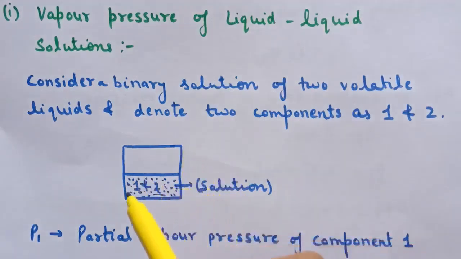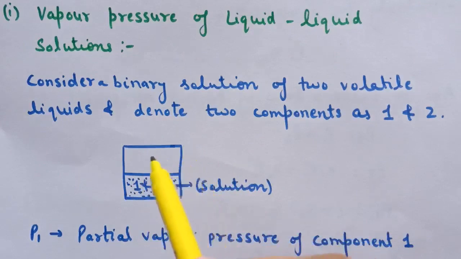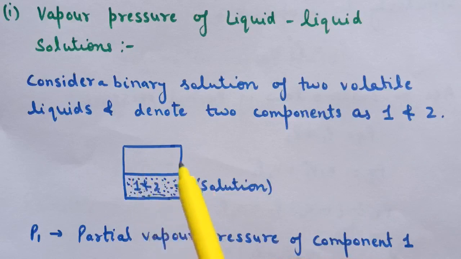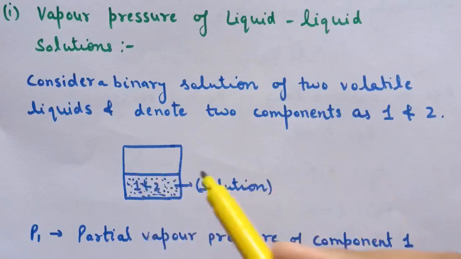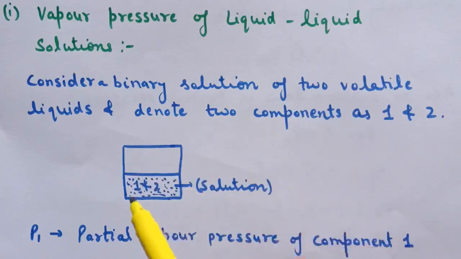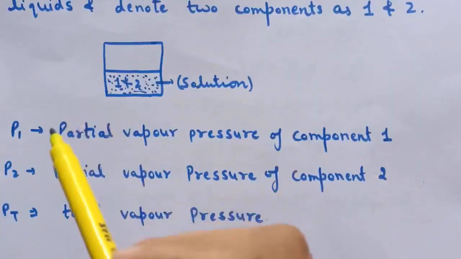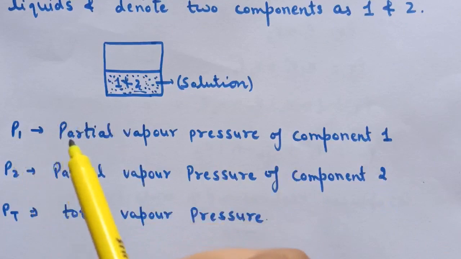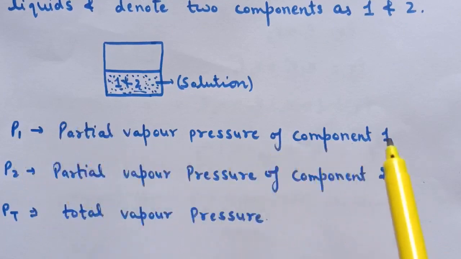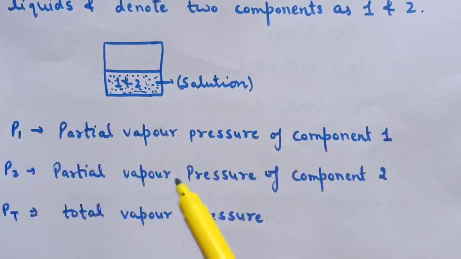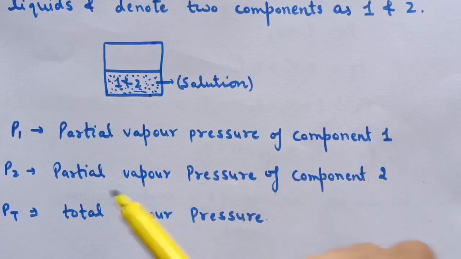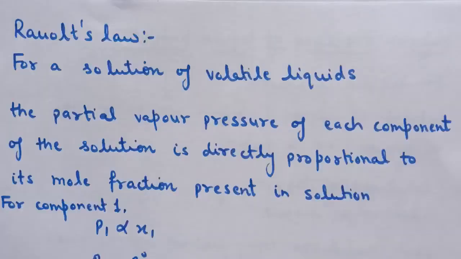So here is the solution in which components 1 and 2 are taken and this is the vapor phase. Now when we put the solution in a closed vessel, an equilibrium will establish between this liquid phase and this vapor phase. Here P1 denotes partial vapor pressure of component 1 and P2 is partial vapor pressure of component 2, and Pt is the total vapor pressure.